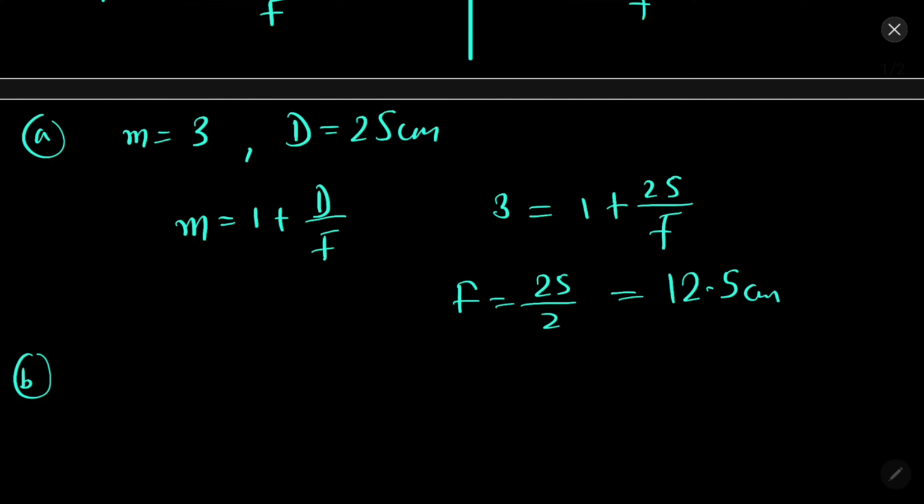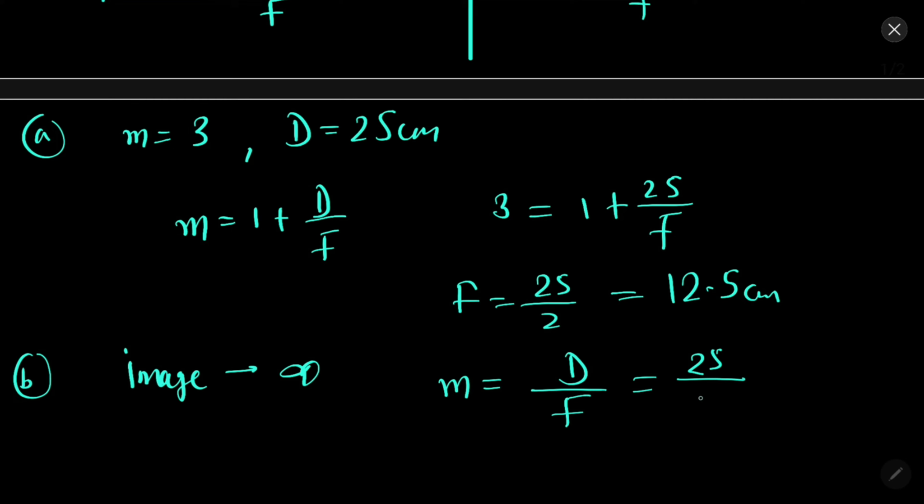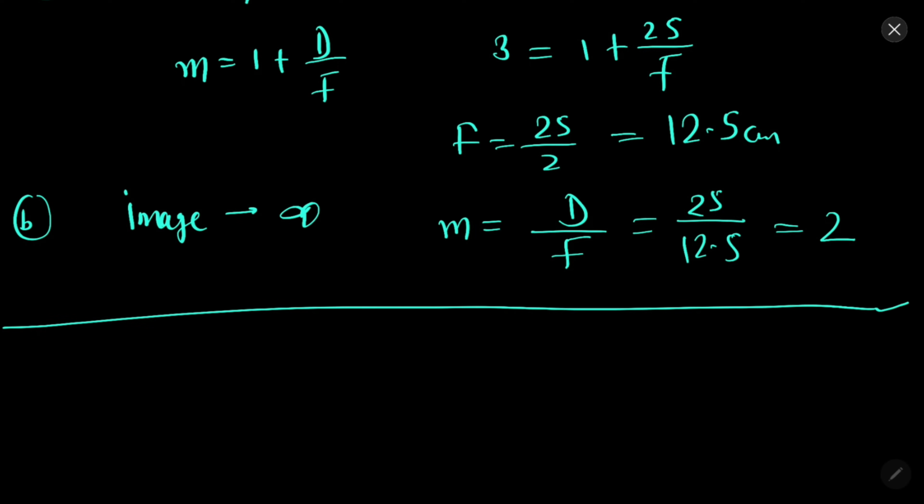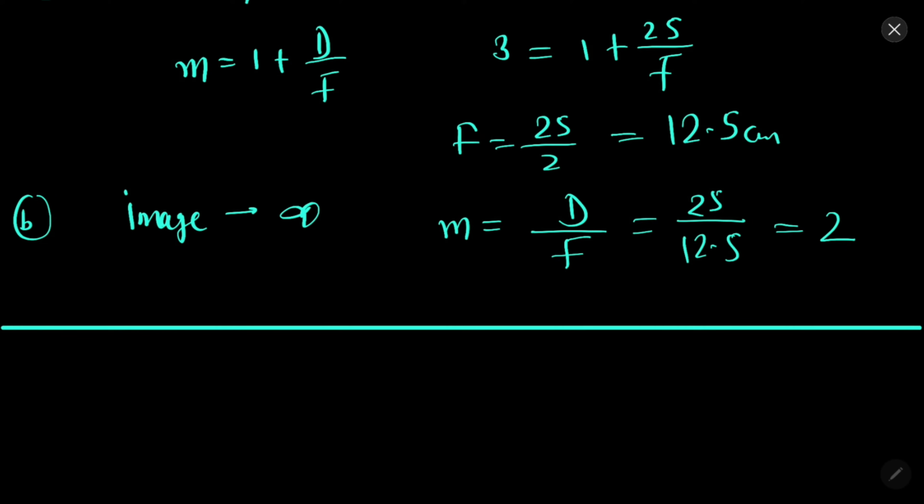Now in the second part, the image is at infinity. So now what can we do? The formula for magnification in this case will be d over f. D is fixed, d is always 25. F is the same because the focal length is the same in both the cases. So from this formula the magnification will be 2. So when the image is obtained at infinity, it will be twice the size of the object. Magnification is 2 times.